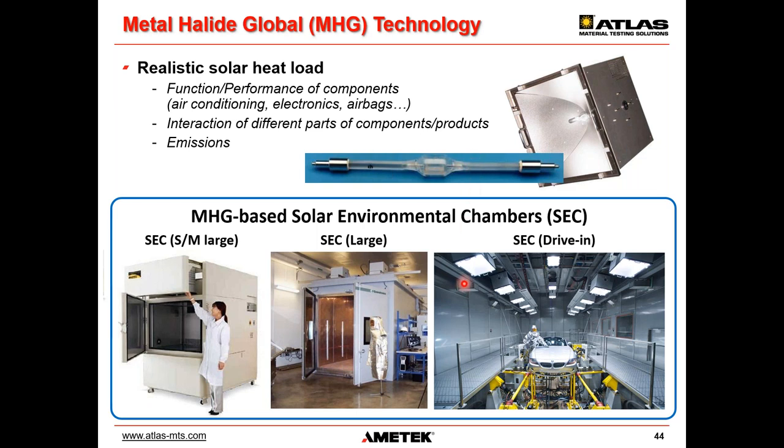But it's very good for solar heat load effects, because the visible light and the IR are even more realistic than with xenon. So everything that depends on heating up samples and studying the solar heat load in a realistic way is done in the so-called solar environmental chambers, where you typically test full products. Those are not for studying the degradation and the durability and lifetime. Those are really used to do realistic thermal stress and look at the performance and the expansion and contraction of complete products made of different materials.